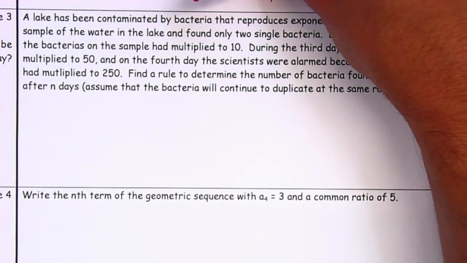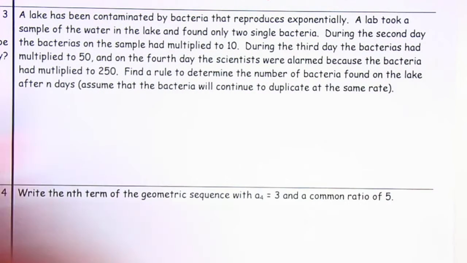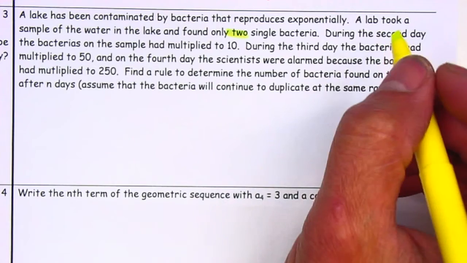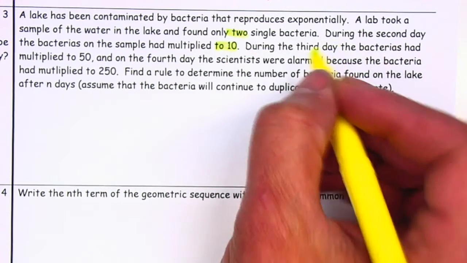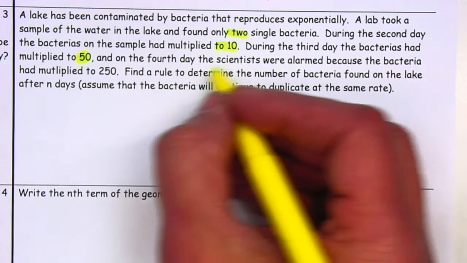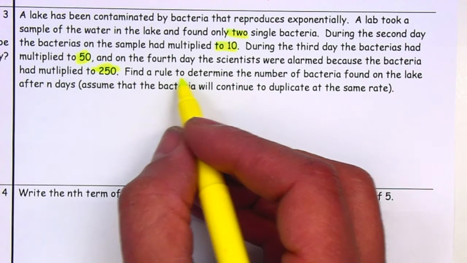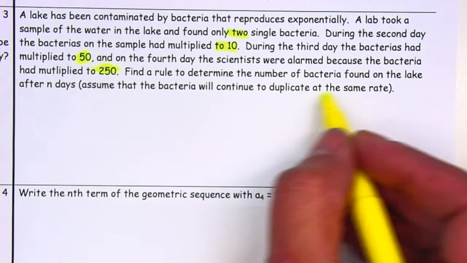Let's look at example number 3. It says, a lake has been contaminated by bacteria that reproduces exponentially. A lab took a sample of water in the lake and found only 2 single bacteria. During the second day, the bacteria on the sample had multiplied to 10. During the third day, the bacteria had multiplied to 50. On the fourth day, the scientists were alarmed because the bacteria had multiplied to 250. Find a rule to determine the number of bacteria found on the lake after n days. Assume that the bacteria will continue to duplicate at the same rate.